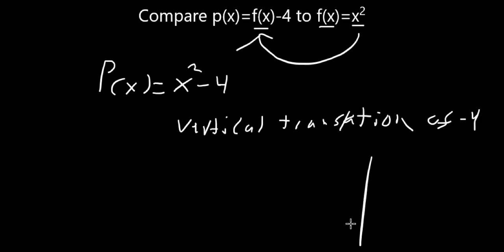Now if we wanted to draw that really quick, the x squared graph would look something like this. And since we have a minus 4, every y value is 4 less. So that would look something like this for p of x.